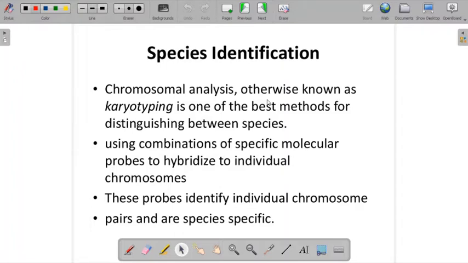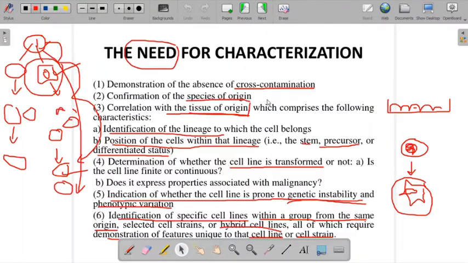Hello everyone. In our last lecture, we saw the need for characterization of cell lines, and in this lecture, we are going to elaborate on the characterization points in detail. First of all, we need to identify and confirm which species the cell line belongs to.